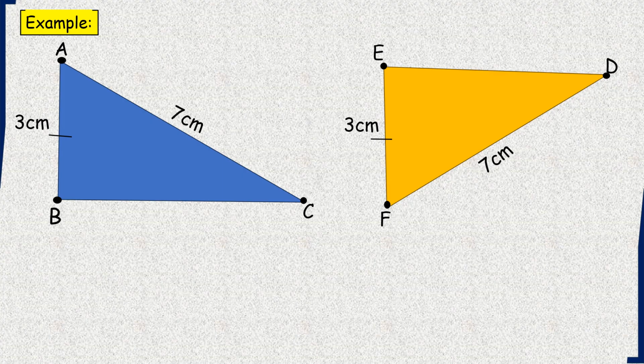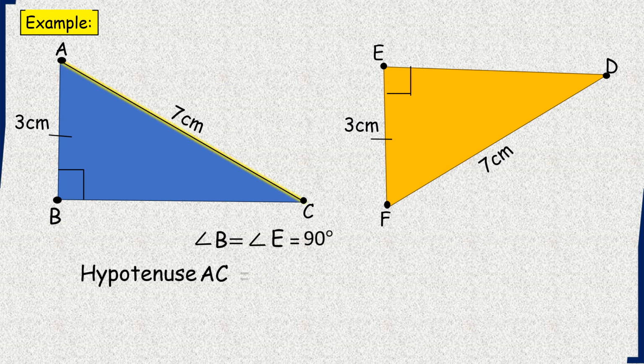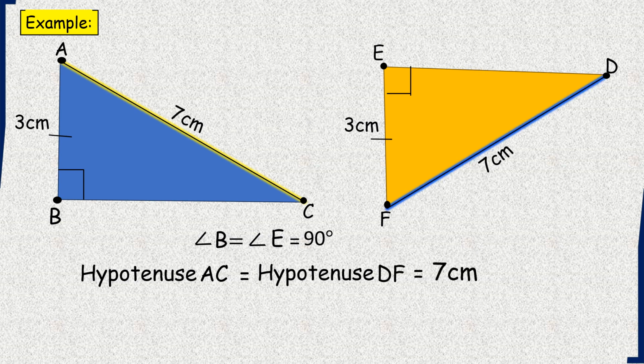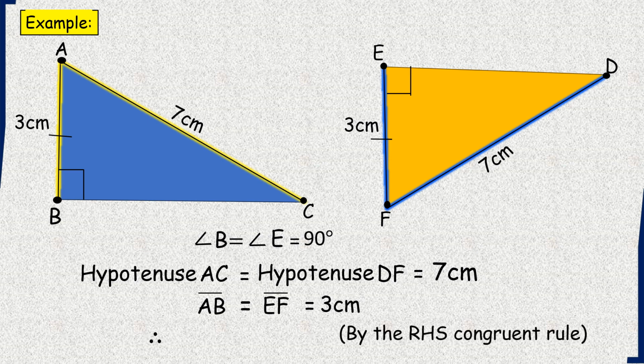For example, observe these two right angle triangles. Here, angle B and angle E are equal to 90 degrees. Hypotenuse AC and hypotenuse DF are equal to 7 centimeters. And side AB and side EF are equal to 3 centimeters. Therefore, by the RHS congruent rule, triangle ABC and triangle DEF are congruent.